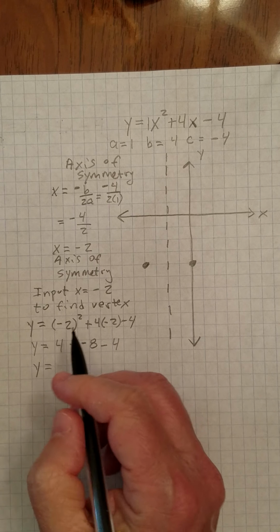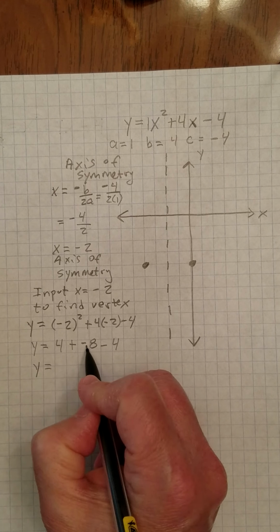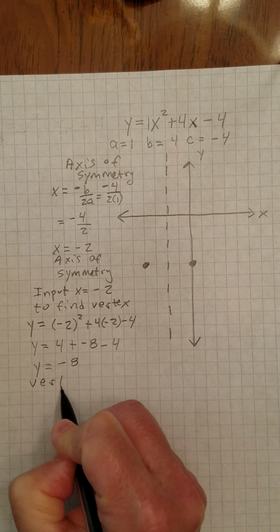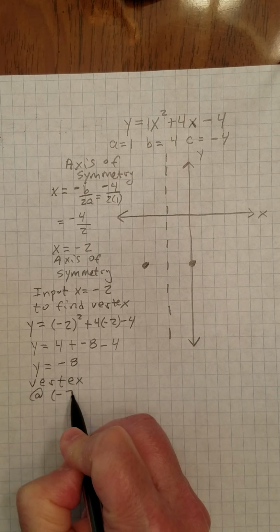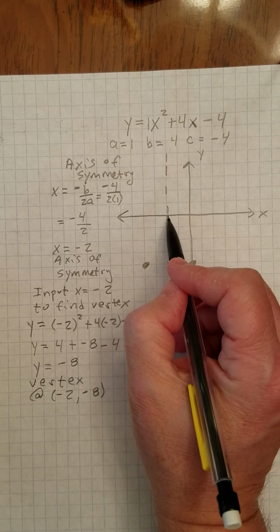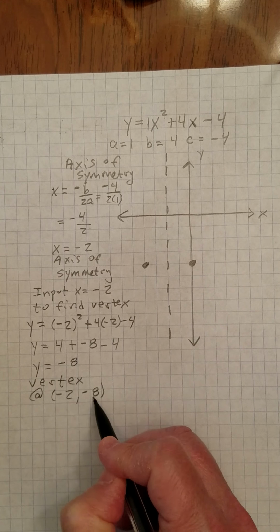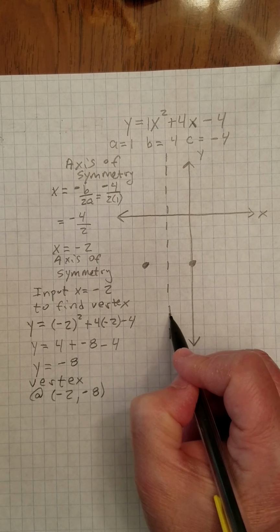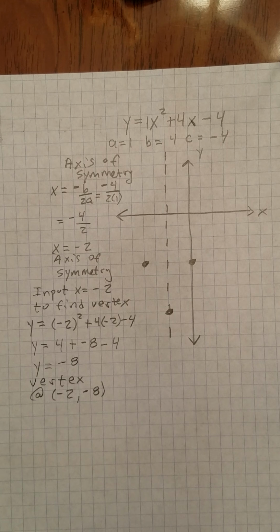So y is 4 minus 4 is 0, so you have -8. So the vertex is located at the point x is -2, y is -8. So here's the line of symmetry. It's going to go through the vertex. We're going to go down 8 units. 1, 2, 3, 4, 5, 6, 7, 8. All right, that's the vertex.